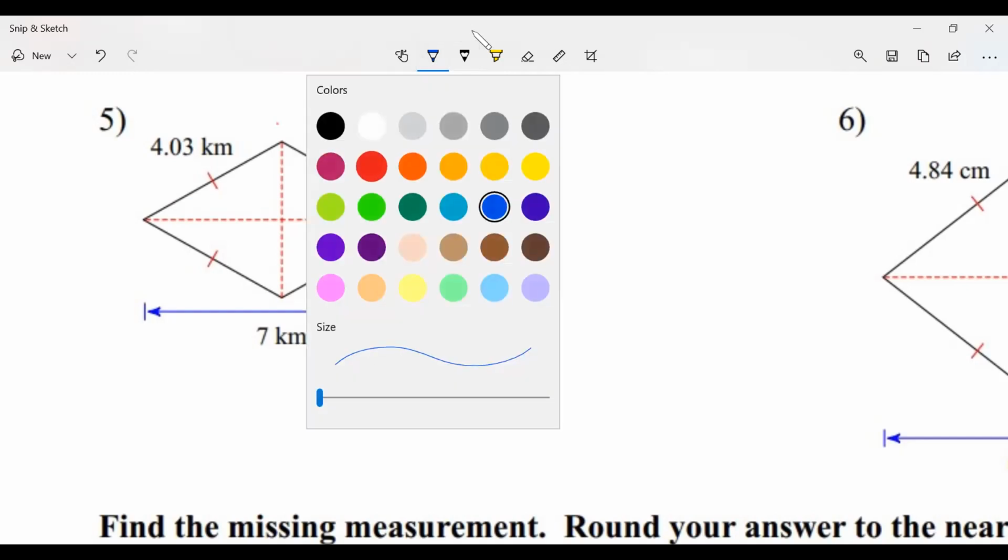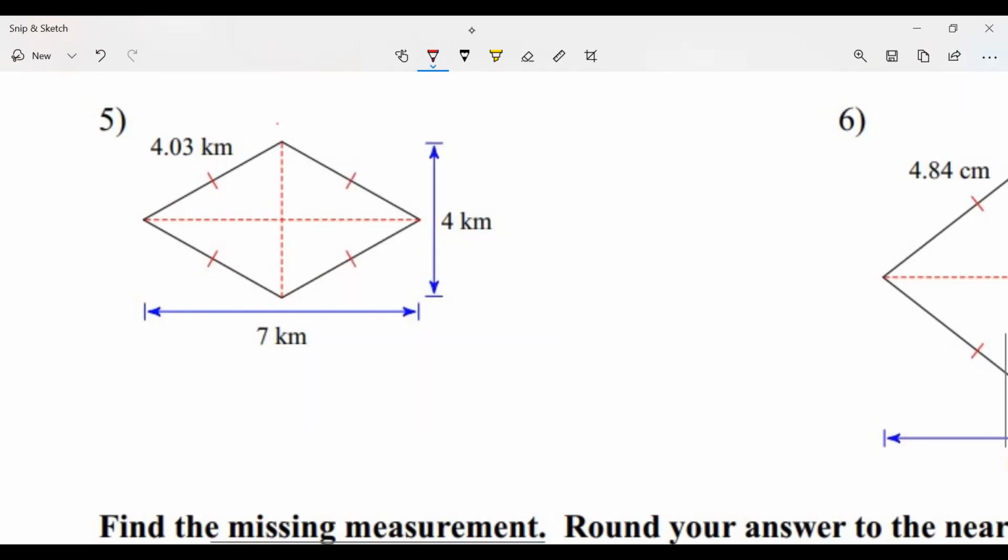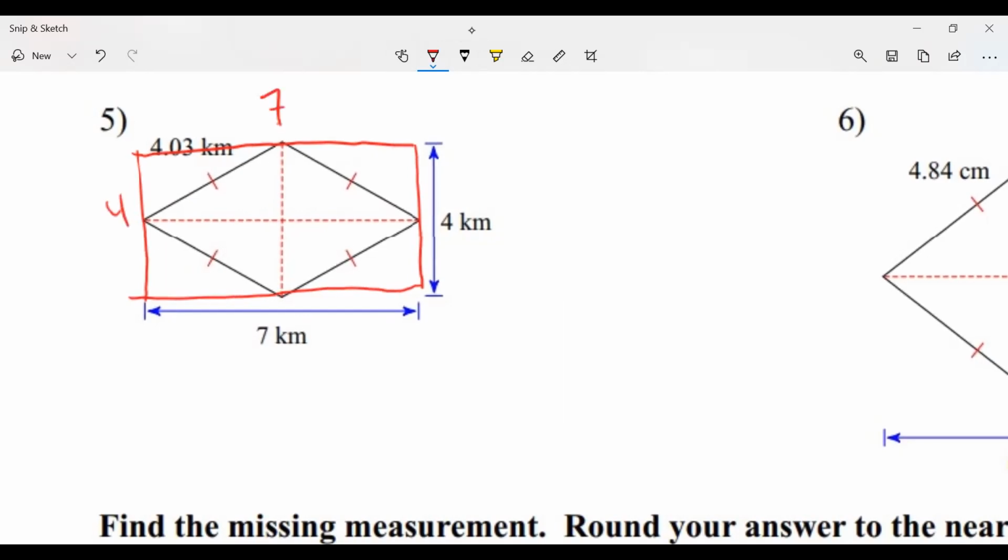If I was to look at a rectangle outside of the rhombus, let's imagine this rectangle. Interesting is that this rectangle is a 4 by 7. So the whole rectangle is 28, right? The whole rectangle is going to be 4 times 7. But let me focus on one piece of my rectangle.